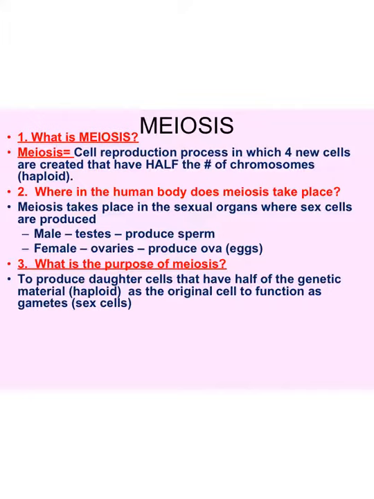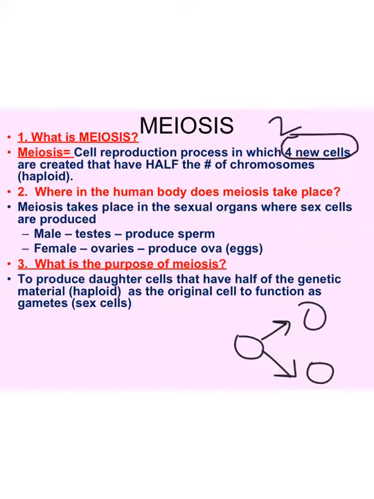All right, so here we go. Meiosis. It's a process in which we're going to make, so remember in mitosis we made two cells. So basically one cell made an exact copy of itself and formed two cells that are exactly the same. In meiosis we're going to make four new cells. So that's one difference between mitosis and meiosis. In mitosis we get two, in meiosis we get four.